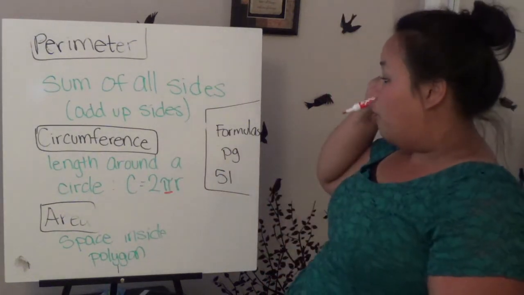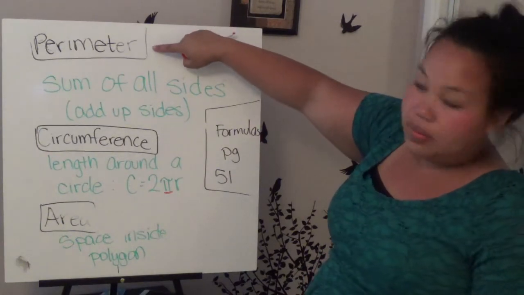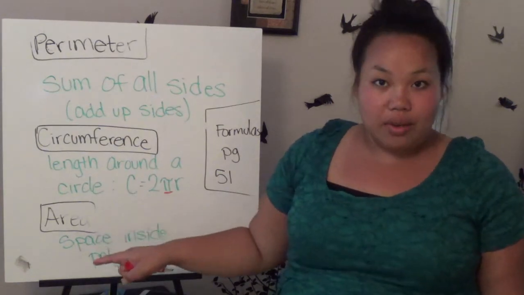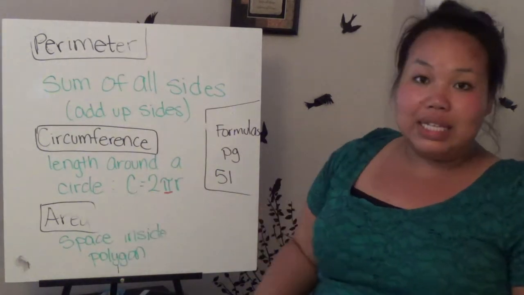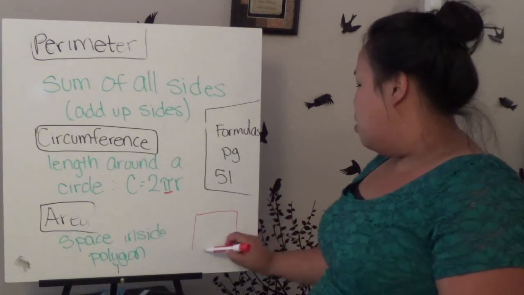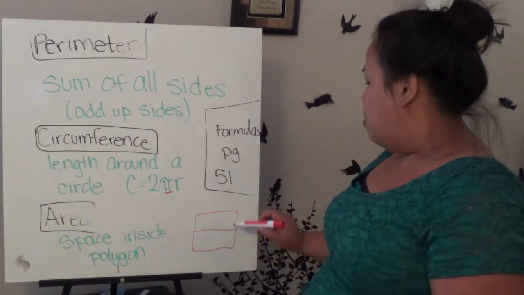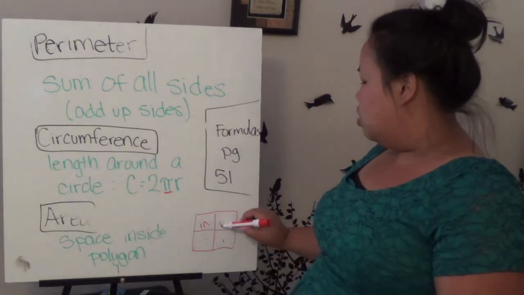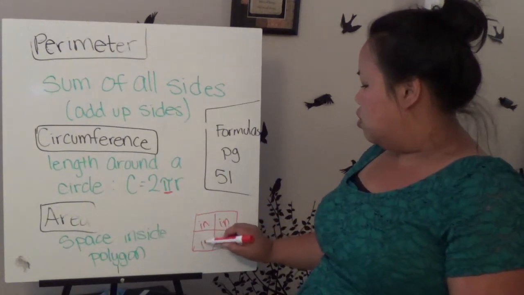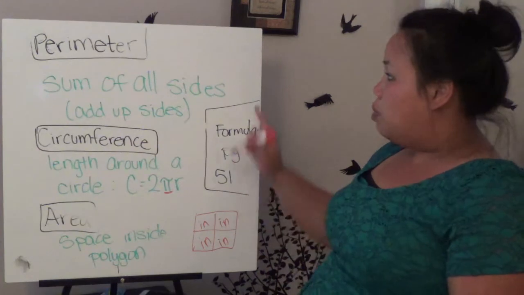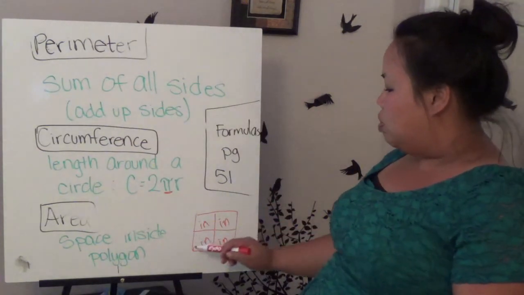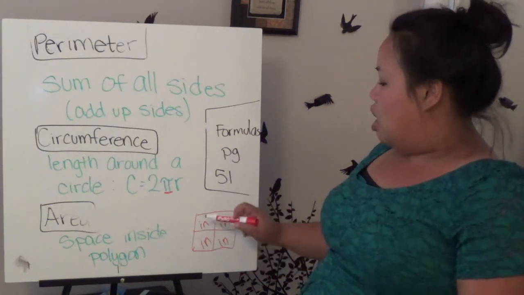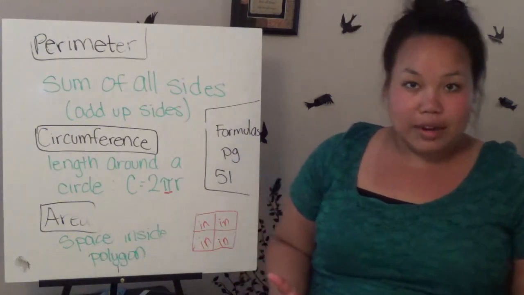So if you look on page 51, you'll be able to find the perimeter, and then you'll be able to find the circumference. The last one that they talk about is the area. The area is basically the space inside it. So if I were to draw a square, and let's say each side is 1 inch, the area of this would be 4 square inches. As opposed to the perimeter, that's just labeling the outside. So it would be 1, 2, 3, 4, 5, 6, 7, 8. So the perimeter would be 8, but the area would be 4. It's the measurement on the inside.